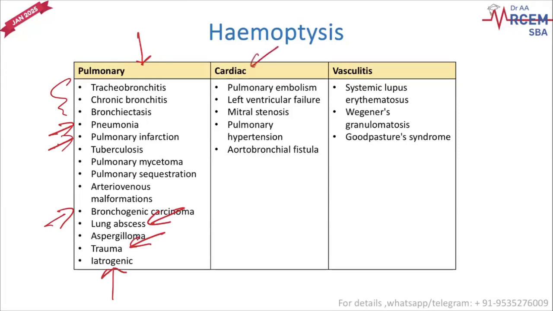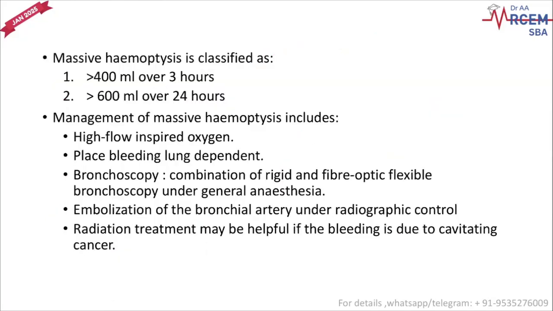Sometimes it might be a cardiac cause, like PE, left ventricular failure, mitral stenosis, pulmonary hypertension, or an aortobronchial fistula. Or vasculitis like SLE, Wegener's, or Goodpasture syndrome can be there. The importance of this slide is that there are various causes for hemoptysis. Do not get overwhelmed and try to mug up everything, it is not required. You just need to remember that infection, inflammation, abscess, cancer, trauma, cardiac causes, and vasculitis can cause hemoptysis. That is enough, and move ahead to the treatment plan.